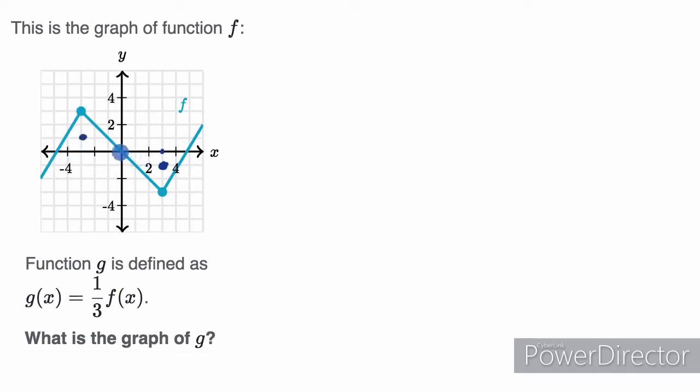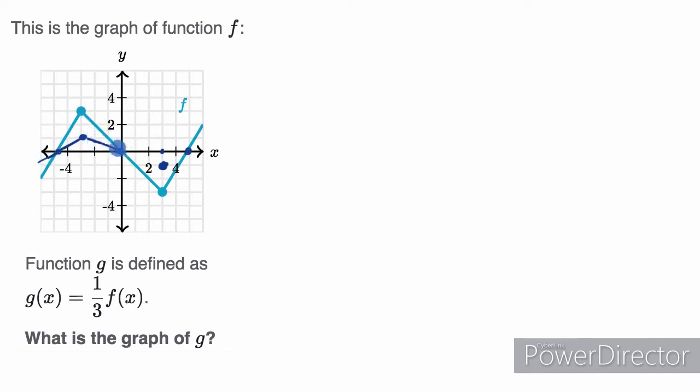f of 0 is 0. 1/3 of that is still 0. So g of 0 is still going to be right over there. And we know that's going to happen there and there as well. And so we already have a sense of what this graph is going to look like. The function g is going to look something like this. I'm just connecting the dots.